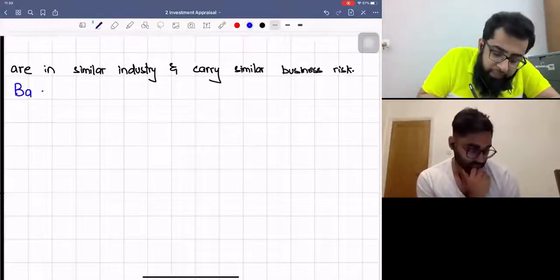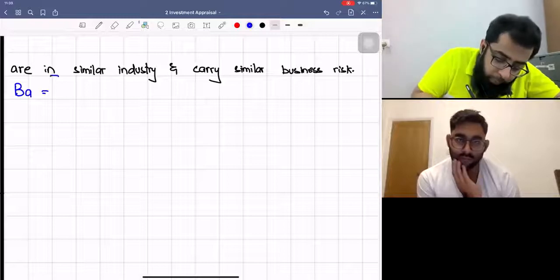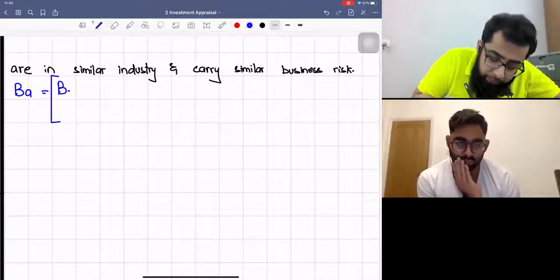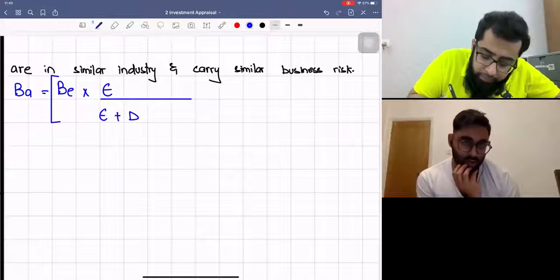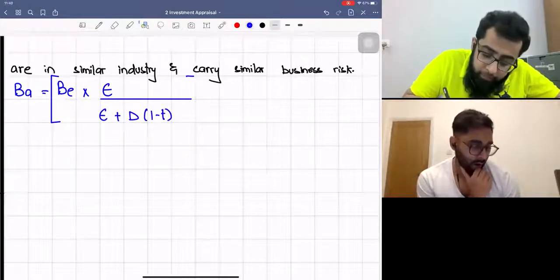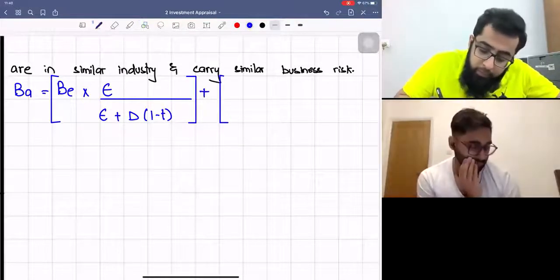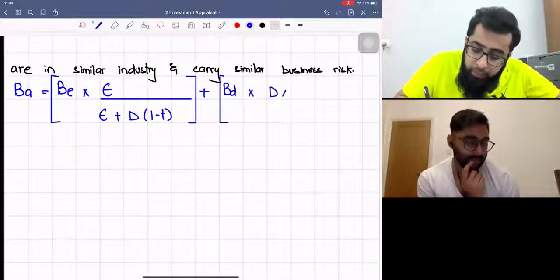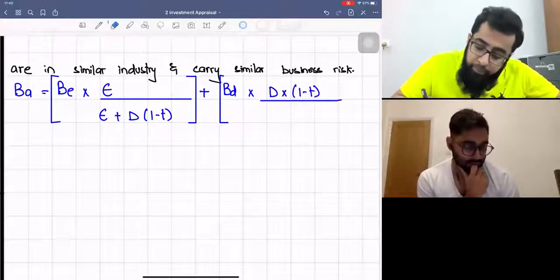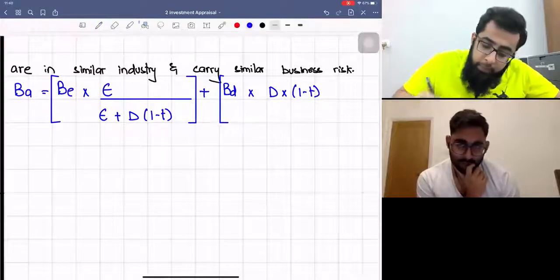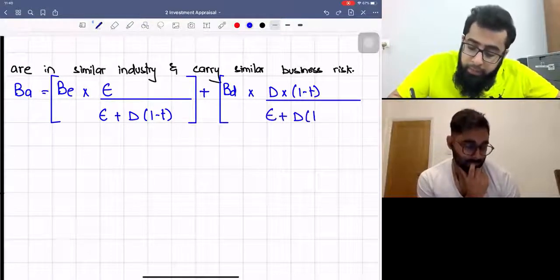So beta asset is equal to beta equity into equity, divided by equity plus debt into 1 minus T, plus beta debt into debt D into 1 minus T, divided by E plus D into 1 minus T.